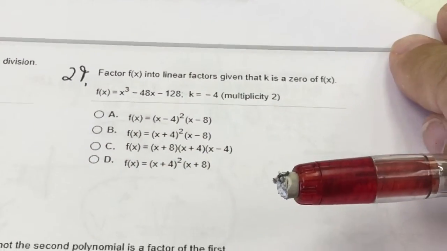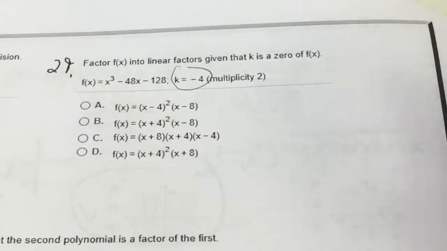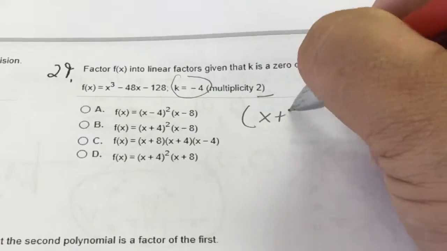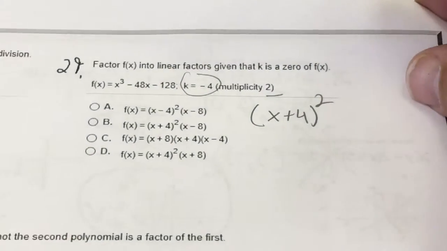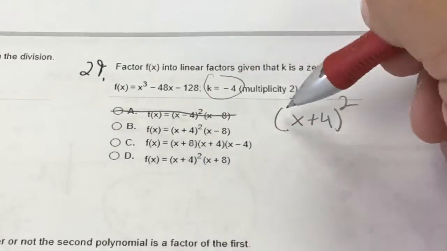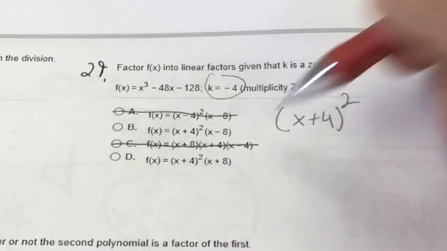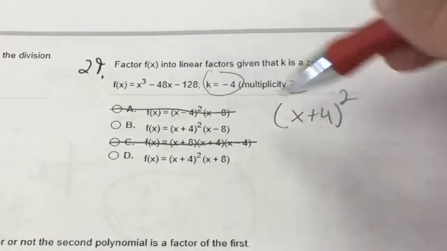29. All right, they want me to factor the whole thing. First thing they tell me is that negative 4 is the solution. So right now I know, and its multiplicity is 2, x plus 4 squared is going to be part of my linear factorization. So it can't be A. It can't be B. It can't be C. It can be D. All right, I've got to figure out which one it is.